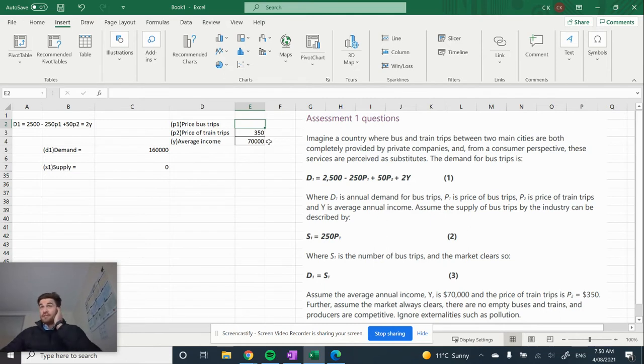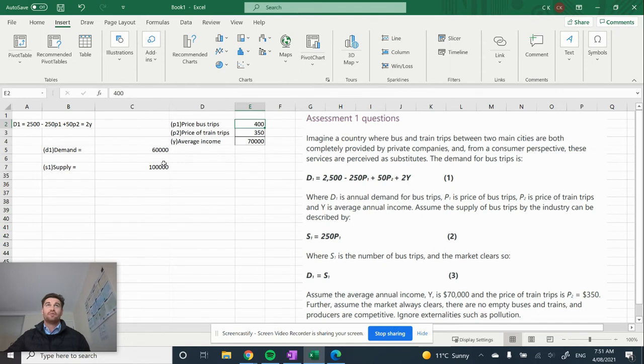But the one they don't give us is the price of the bus trips. And I guess we need to find out where, as they also told us down here, demand D1 is equal to supply, whatever that's going to be as well. So I've just started plugging in numbers in here. Let's just say it was $400 for a bus trip. At $400, it tells us that 60,000 people want to buy them, but the company would want to sell 100,000 of them.